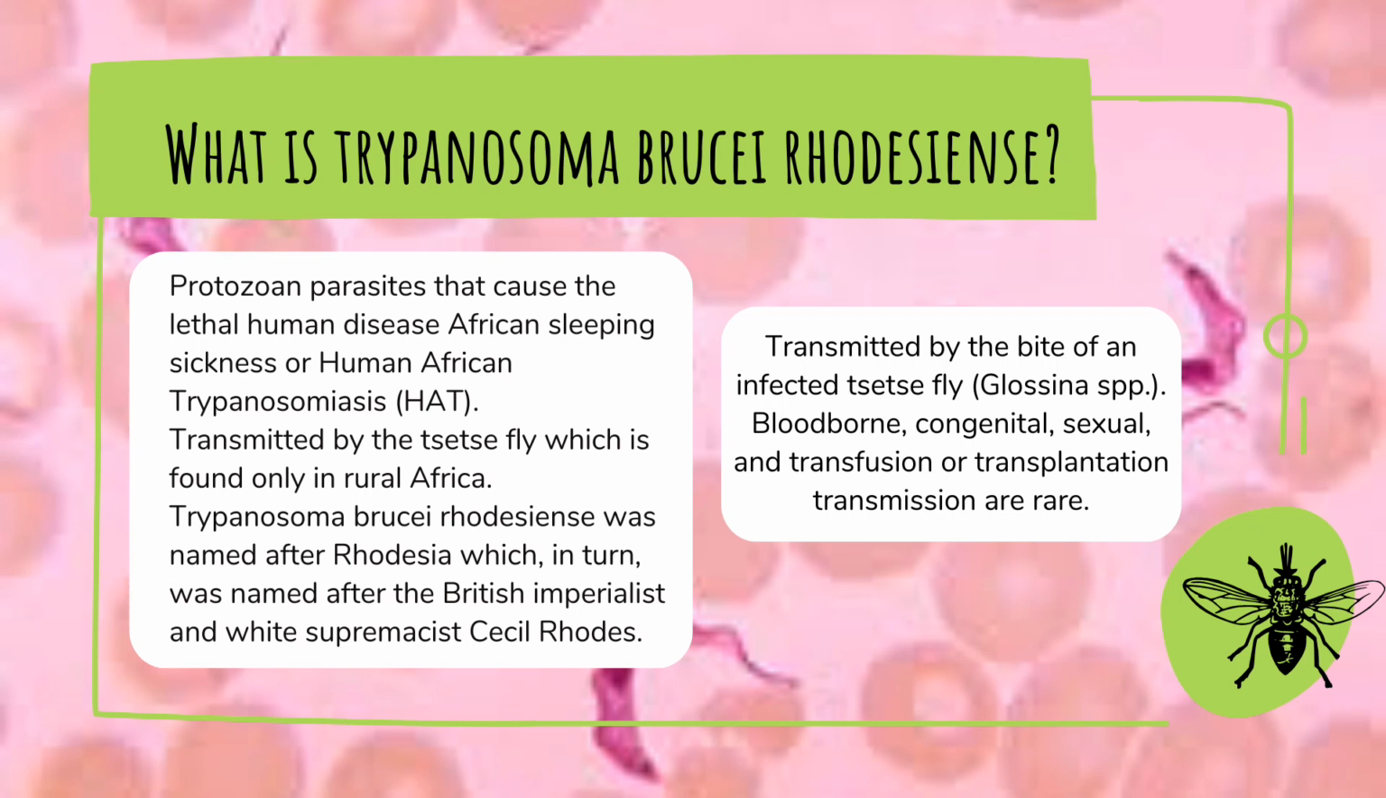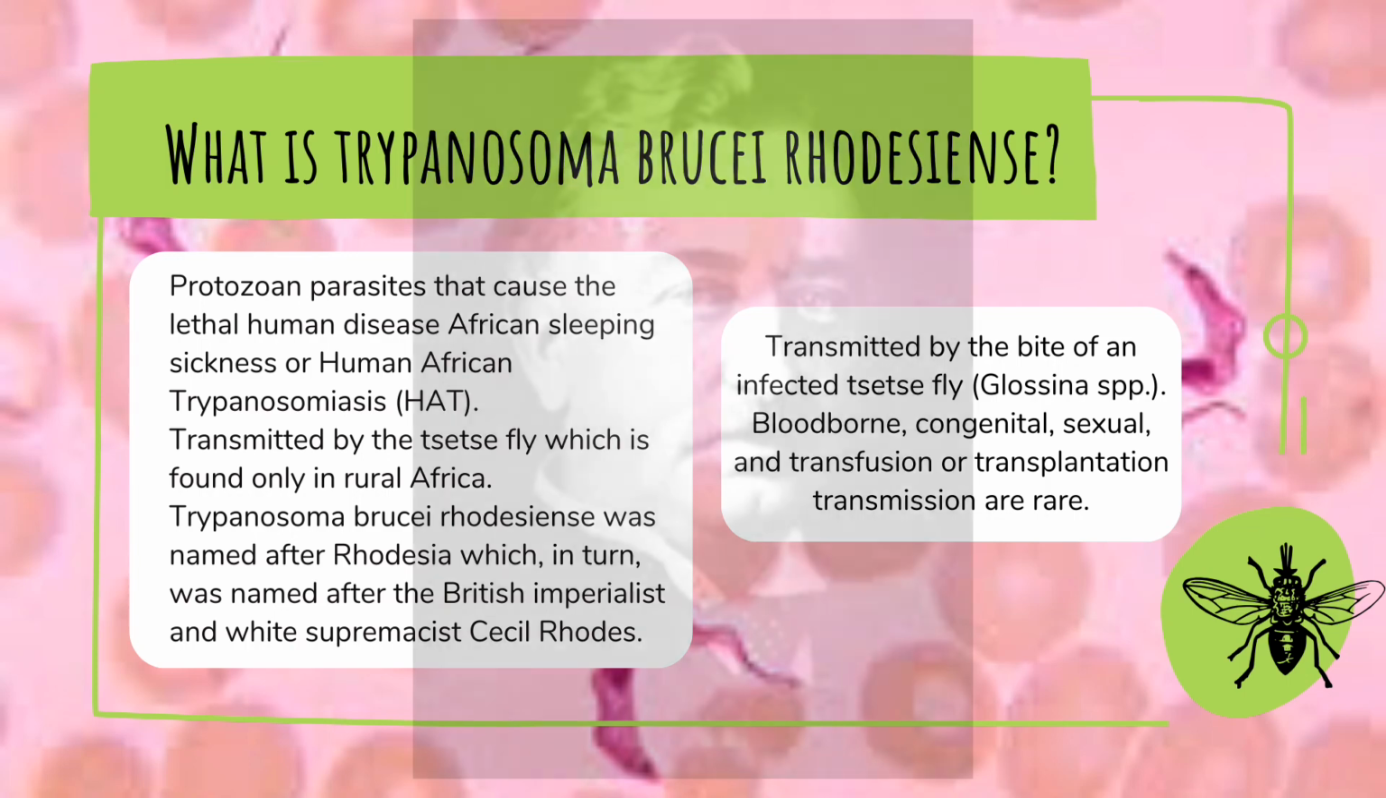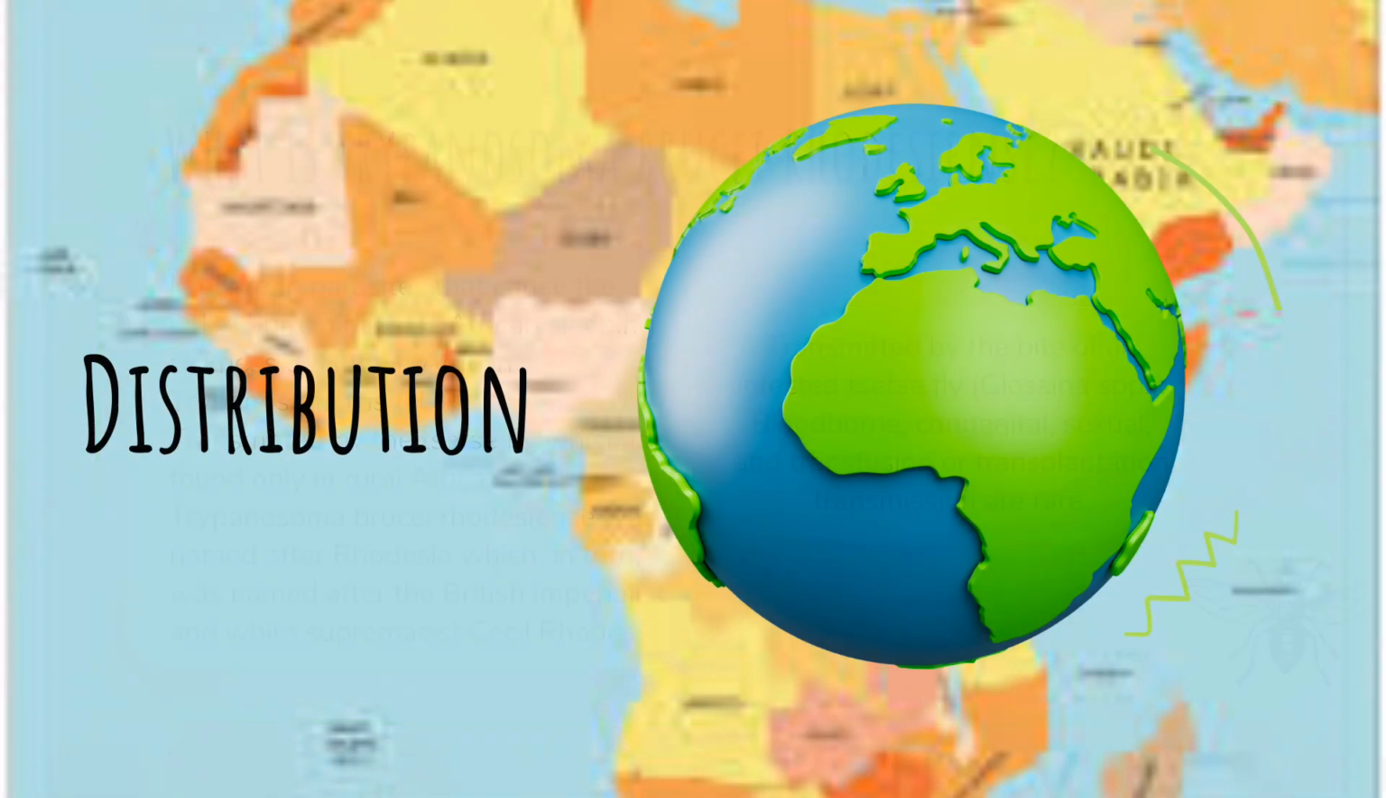why this parasite comes up with its name, Trypanosoma brucei rhodesiense was named after Rhodesia, which in turn was named after the British imperialist and white supremacist Cecil Rhodes. And now let's proceed to the distribution. So this part will tackle where the parasite is mostly distributed.